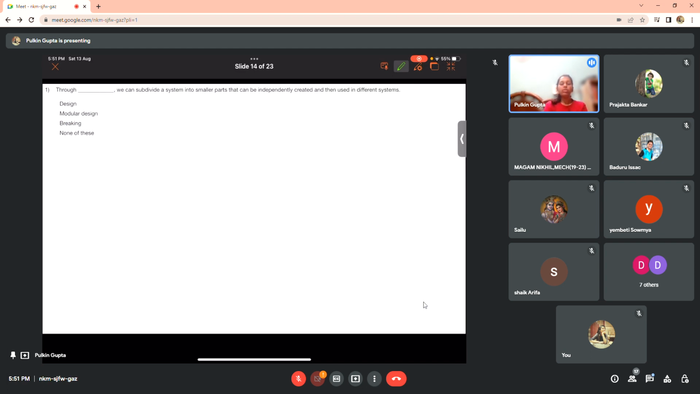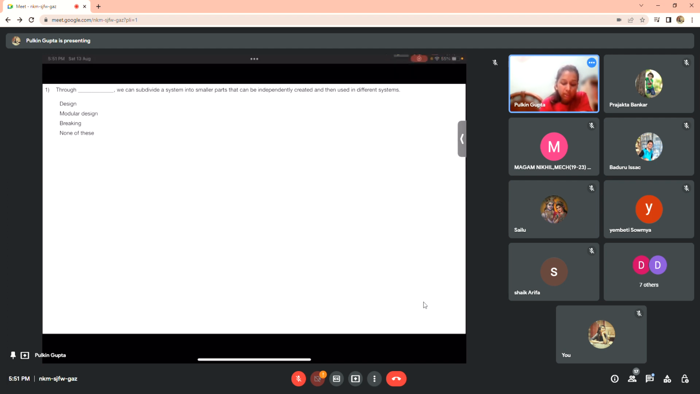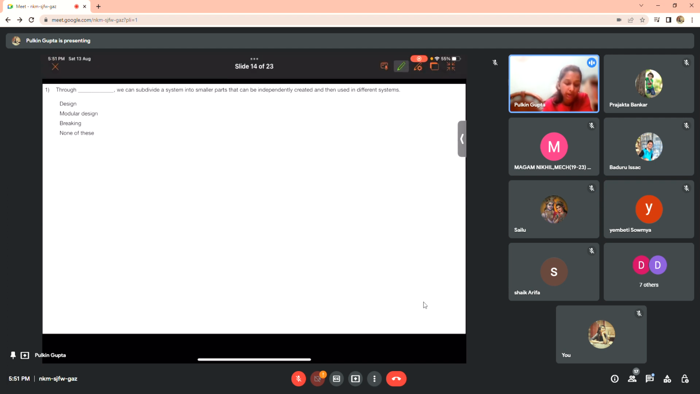Now, that was the summary of the lectures for this week. Now, let us go through some sample problems that will help you in developing an application-based understanding. So question 1: through dash we can subdivide a system into smaller parts that can be independently created and then used in different systems. We have been discussing this since long. So it is modular design.